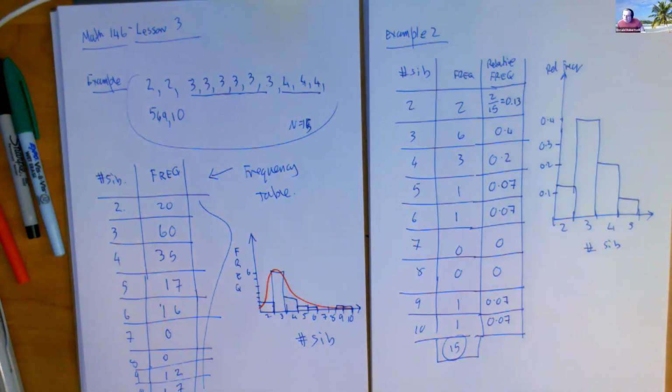Or, oh, that's unusual. Why has one class got a lot of 1 and 2 siblings and the other class has a lot more 5 and 6 siblings, right? There's some kind of difference in patterns there. So that's why we need a relative frequency.